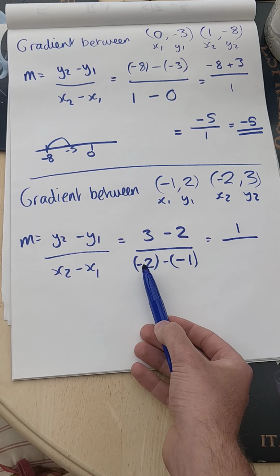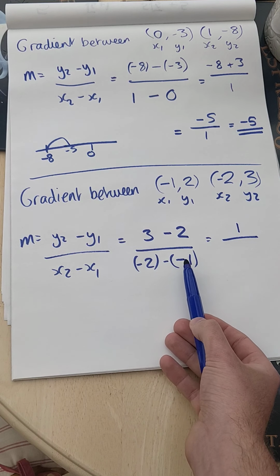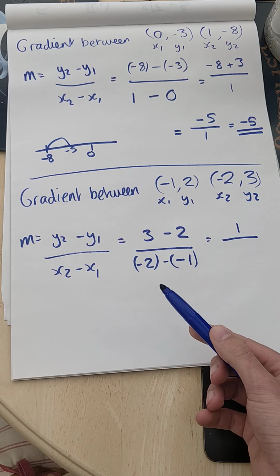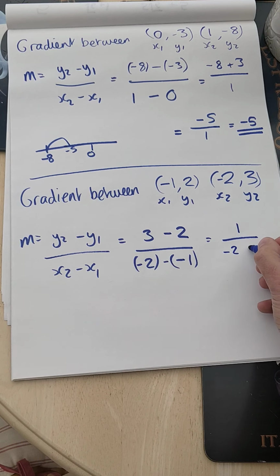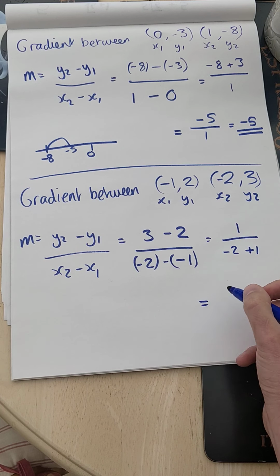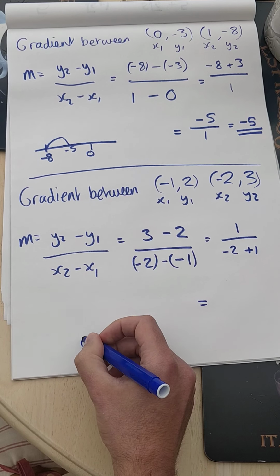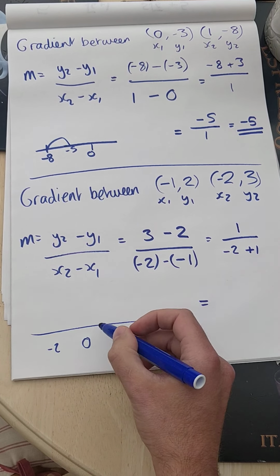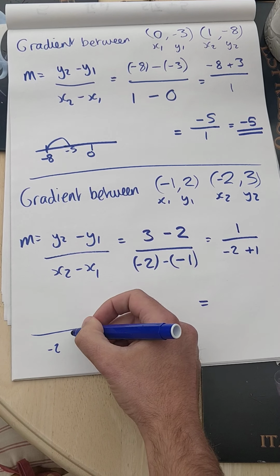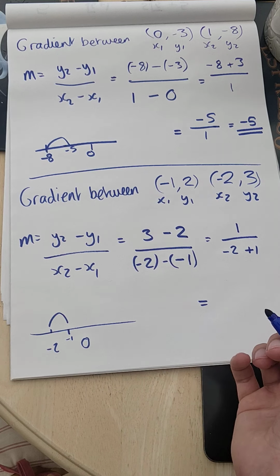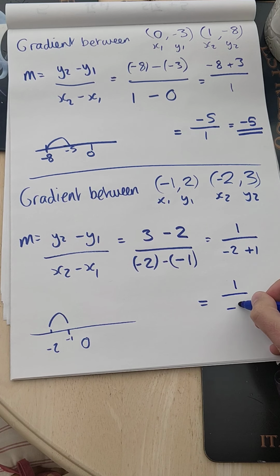And then this one here, we've got negative 2 take away negative 1. Now from up here, negative take away negative is a positive, so this is negative 2 add 1. Now negative 2 add 1, if we do a similar sort of thing to what we had here, that's 0, we've got negative 2, so negative 2 add 1 is towards 0, that is negative 1. So we've got 1 over negative 1. Now here, 1 divided by negative 1 is negative 1.